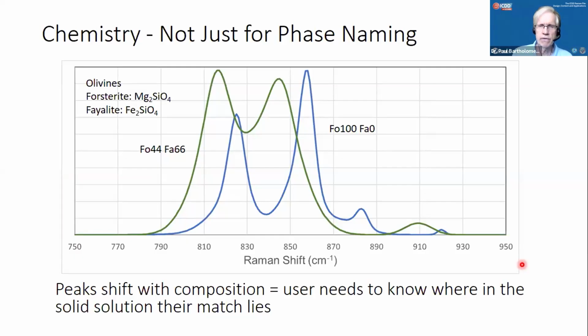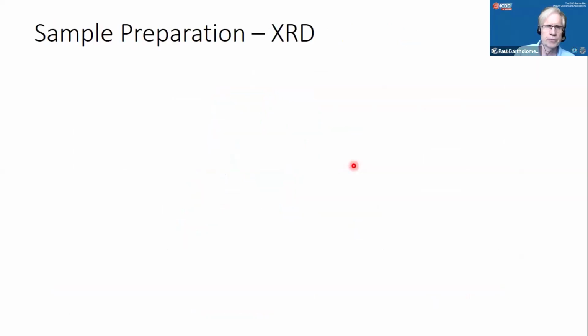Just like powder XRD, for solid solution minerals, the peaks do shift with composition. The olivines, forsterite and fayalite, are a continuous solid solution between a magnesium end member and an iron end member. Blue here is a full 100% magnesium end member. Green here is 66% of the iron end member. We can see the peak shifts and some changes in peak shapes. So yes, the user needs to know when they get a match not just that it's an olivine, but where in the solid solution it is.